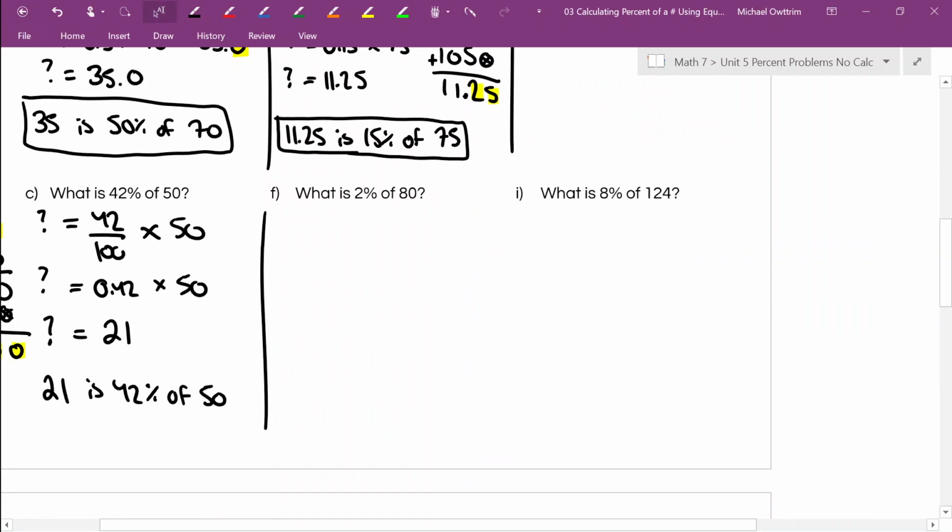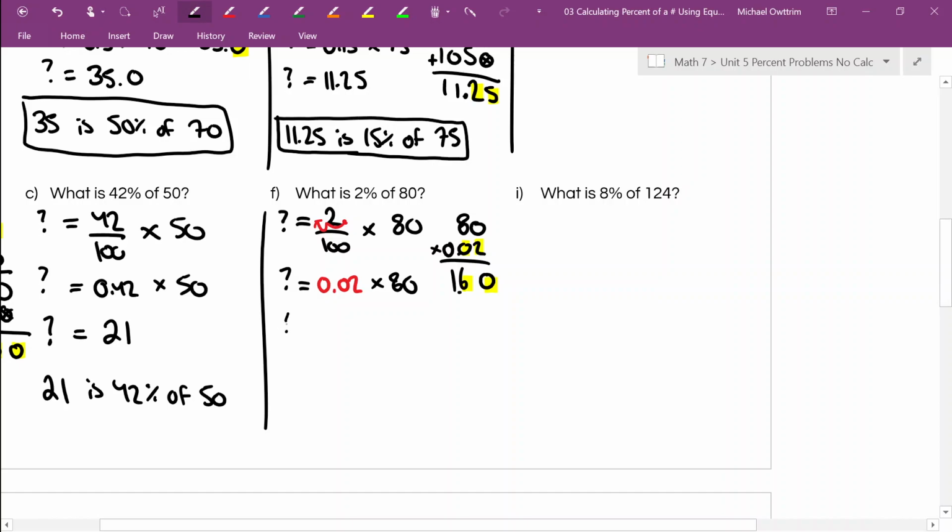What is 2% of 80? We want to convert that to a decimal. Again, remember this is going to move once, twice here to be 0.02 as a decimal times our 80. Let's go ahead and multiply those out. 2 times 0, 2 times 8, 2 digits in decimal places. Let's say our question mark is 1.6. And therefore 1.6 is 2% of 80.